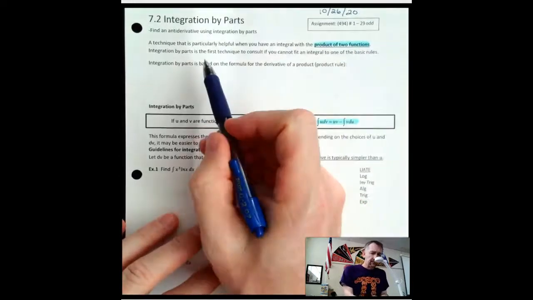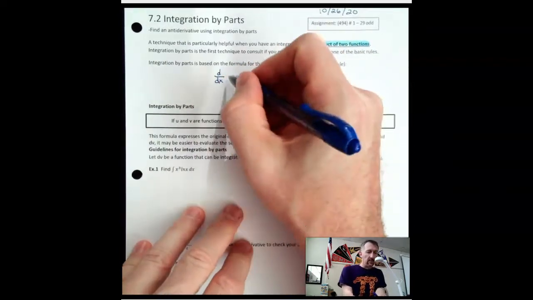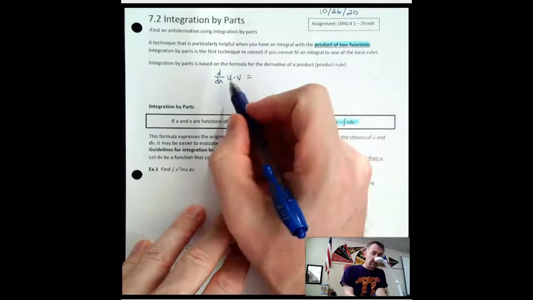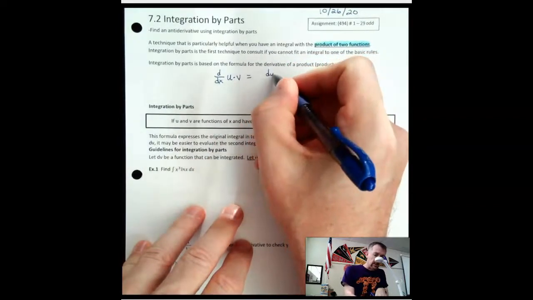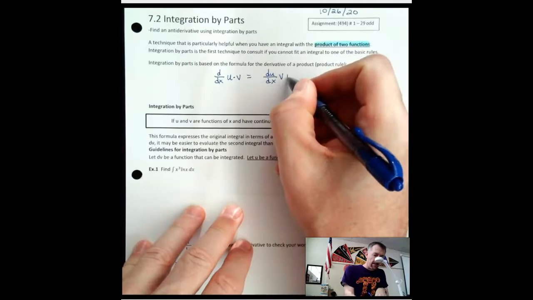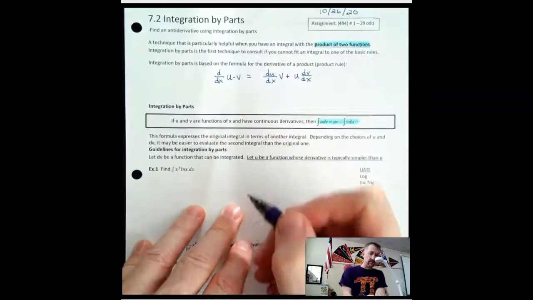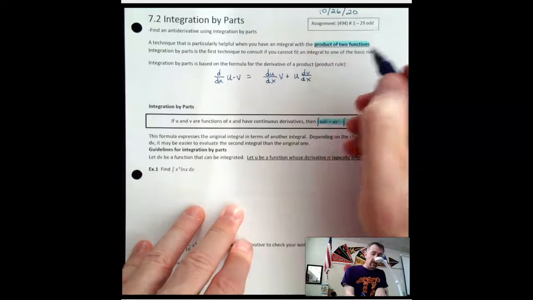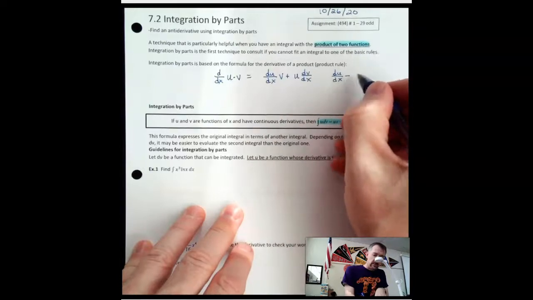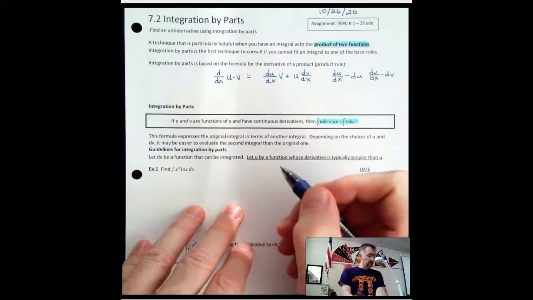So, the product of functions. If we're going to take the derivative of a product, a function u and a function v, then we would use the product rule. We would take the derivative of the first thing, which would be du, times the second thing, plus the first thing times the derivative of the second thing. Now, to shorten this up, I'm going to use du for du/dx, and dv for dv/dx.